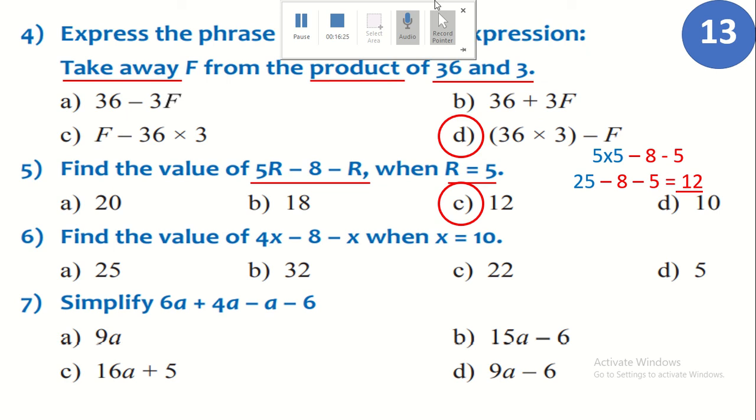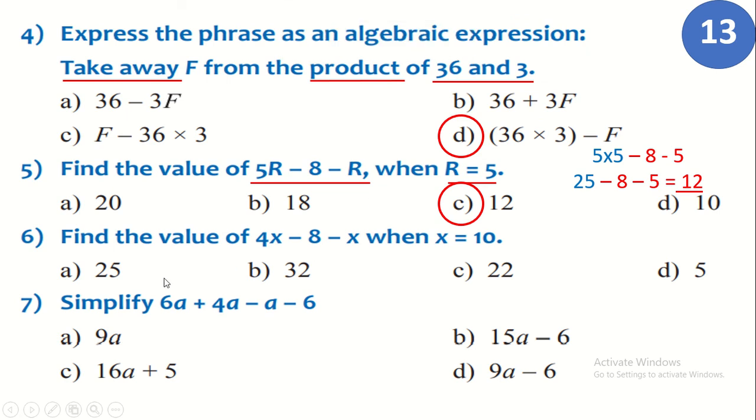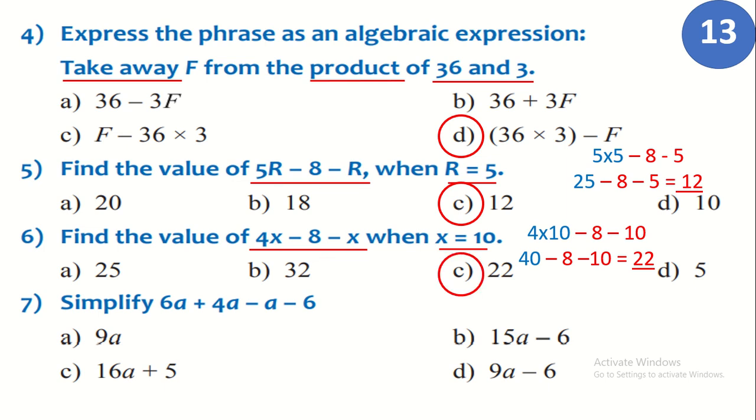Now let's move to number 6. Find the value of 4x minus 8 minus x when x is 10. You substitute, you replace x with 10. Now you have 4 times 10 minus 8 minus 10. You do the multiplication first. You have 40 minus 8 minus 10. The answer is 22. Students, letter C.